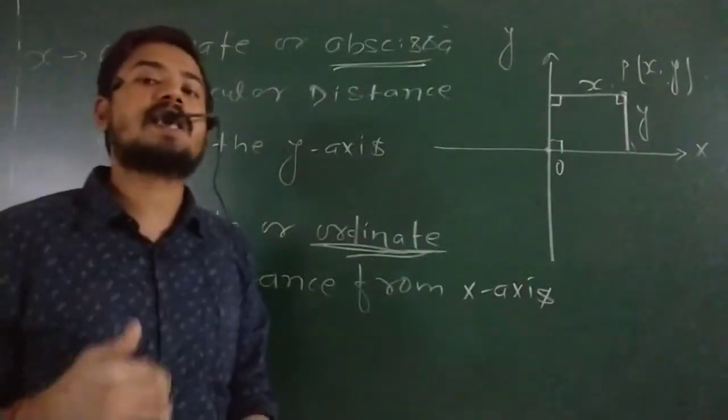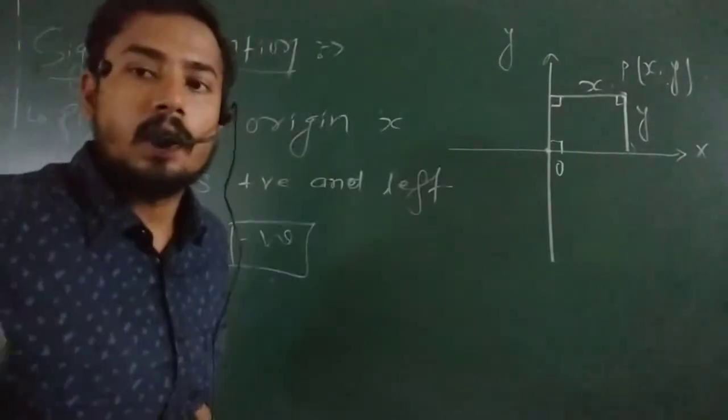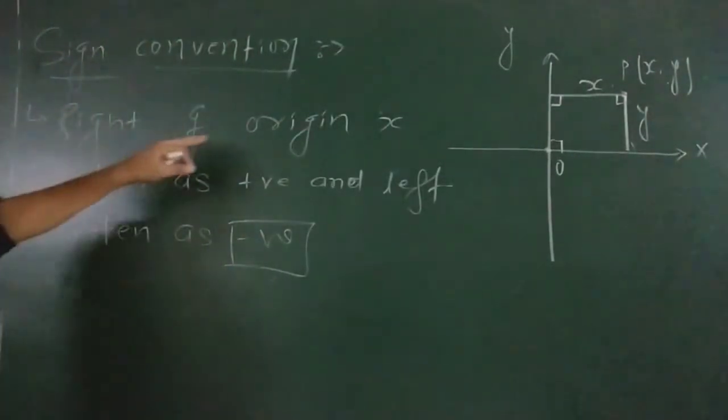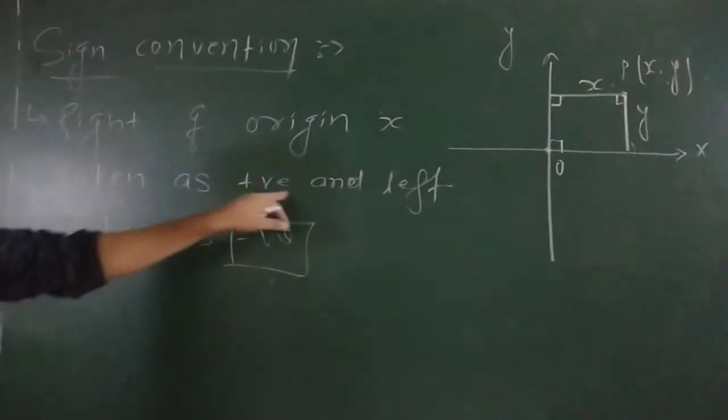Now we are going to take the sign convention. Next, see, to the right of the origin, x is taken as positive.